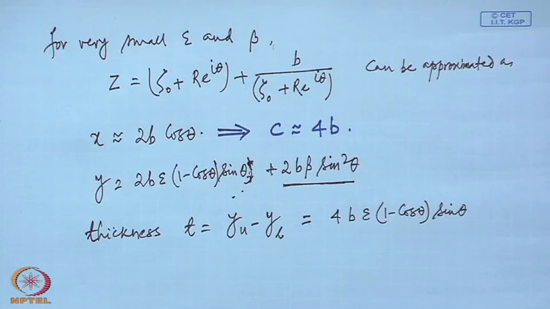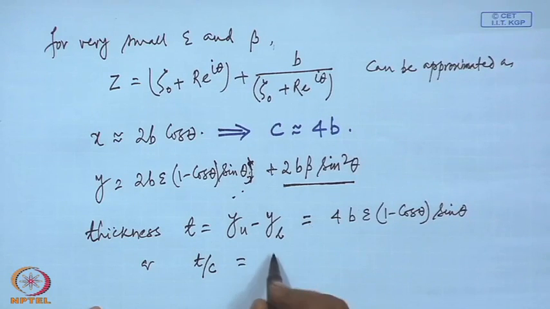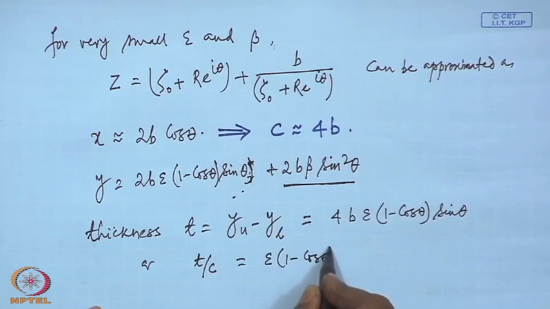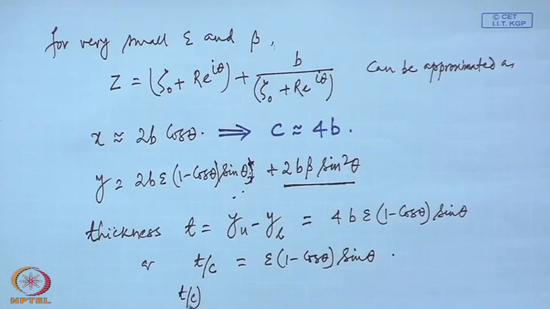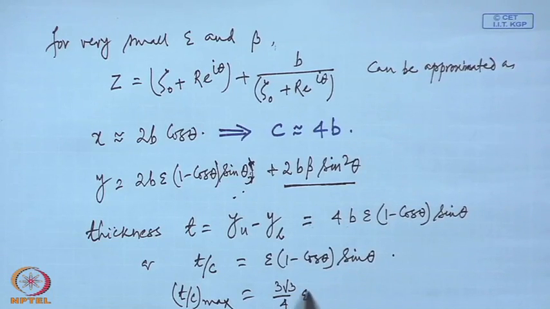Once again you can find out what is the T by C max. T by C is this, 4b is C, T by C equal to epsilon into 1 minus cos theta sin theta, 4b is C. And you need not do it again, we have already done it, we can take that result from there. T by C max is 3 root 3 by 4 epsilon at quarter chord, which is C by 4 from the leading edge.